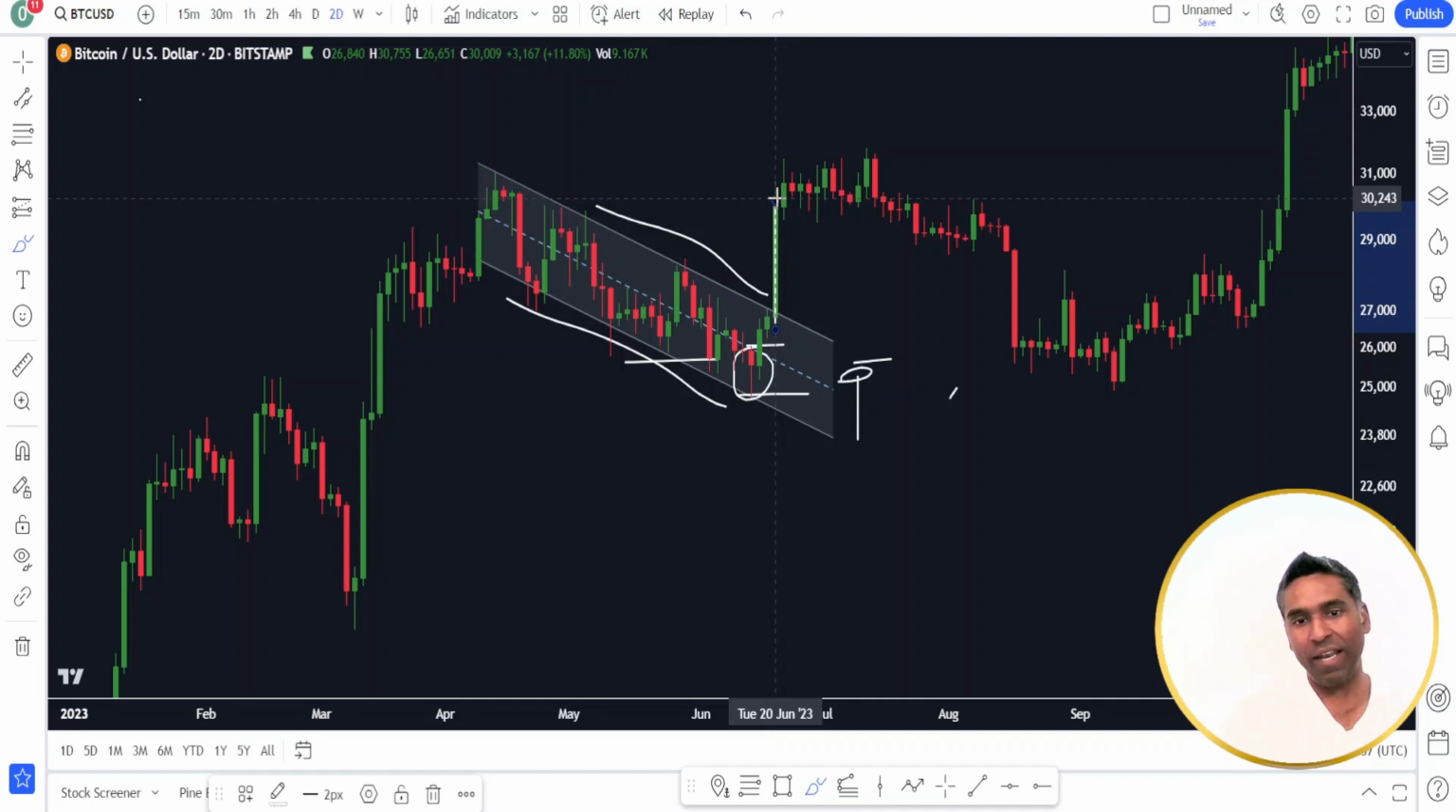So we have to let the market show us the signs at which we want to enter. So this one we could have missed, but if this was a small green candle up to here, we could have entered on the break of that candle.